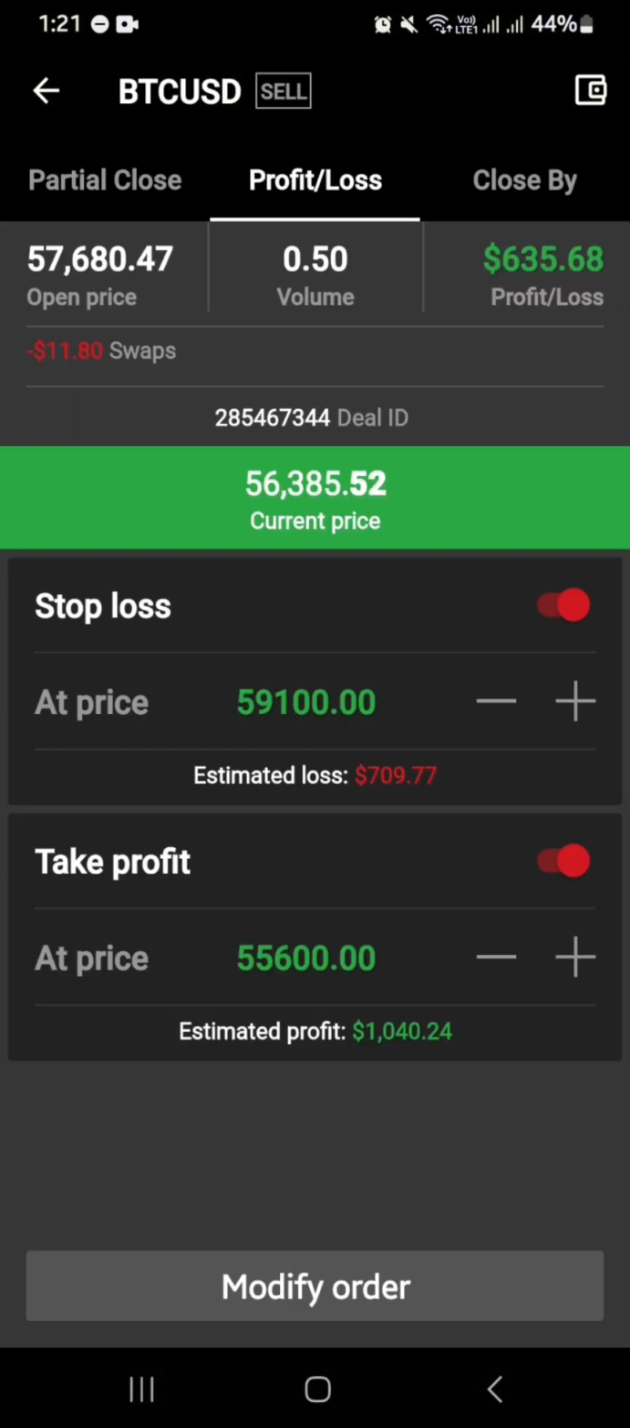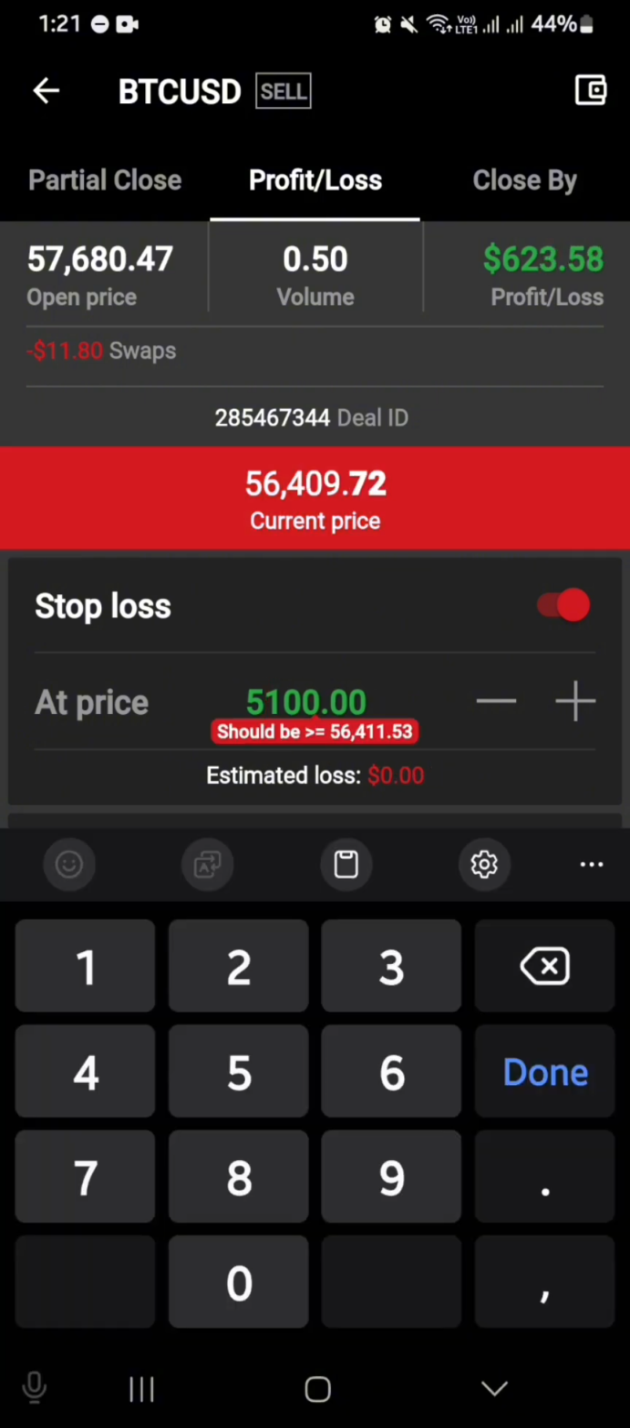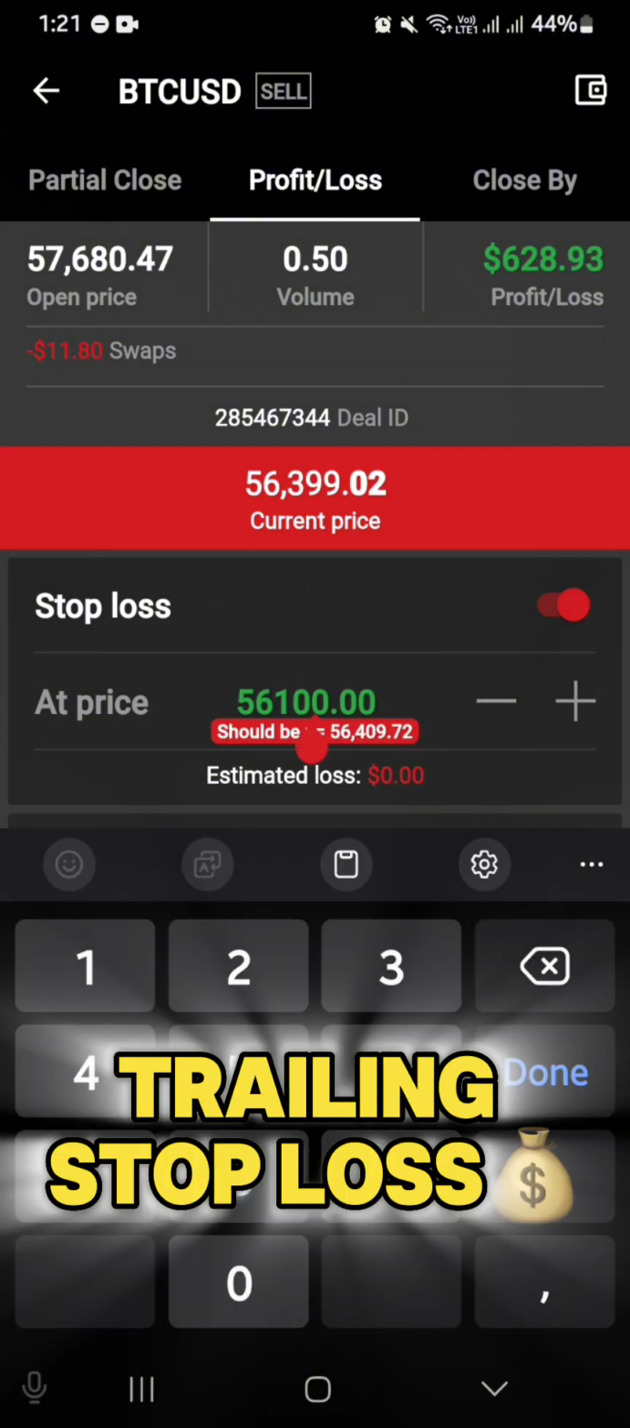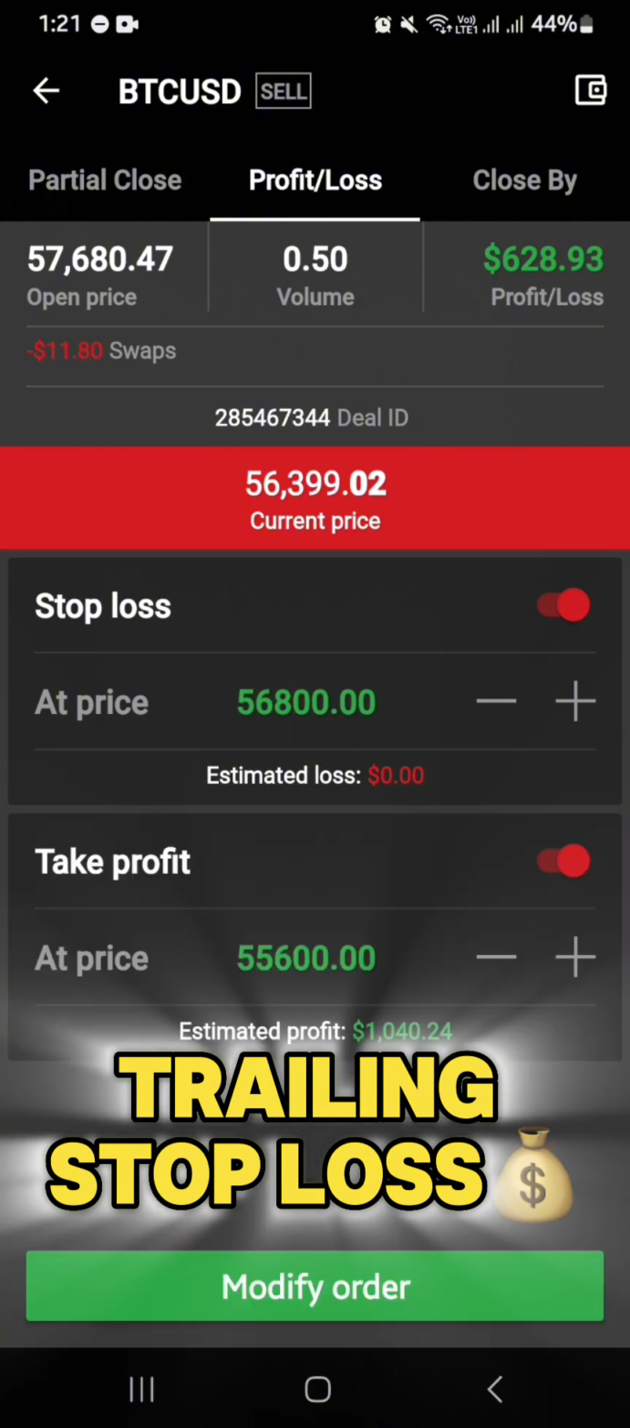Okay, so what I'm going to do right now is, since we're up a sizable amount of profit, in order to ensure that we can take as much profit as possible, because you never know when the market is going to reverse, we're going to do something, as I mentioned in my previous video, called a trailing stop loss, where we're going to move our stop loss into the profit zone, so that if the market reverses on us, we are not going to lose any money.